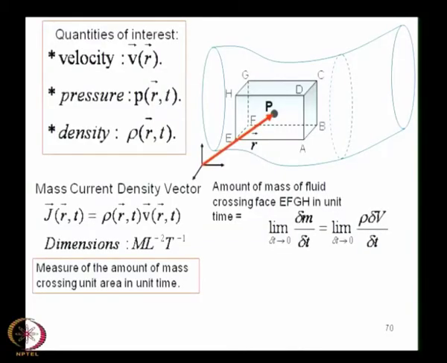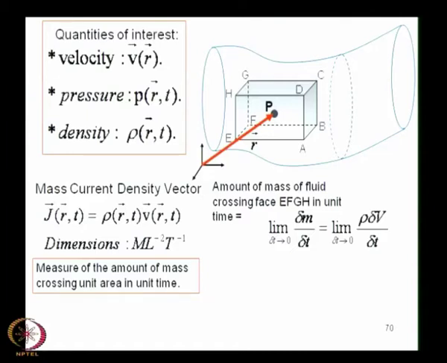So, now what is the mass of the fluid which is crossing the left face? Let us say that fluid is entering from the left face and exiting from the right face. What is the amount of mass of the fluid which is crossing the left face? The left face is marked by these corners E, F, G, H. So, the mass of fluid which is crossing EFGH in unit time, that is the rate at which mass is flowing, which is obviously delta m by delta t, and we will consider this in the limit delta t going to 0. So, at a certain instant of time.